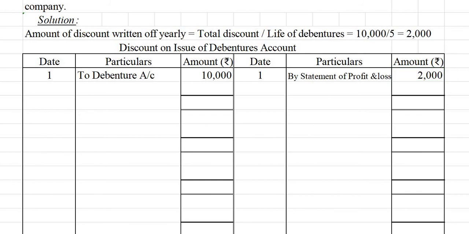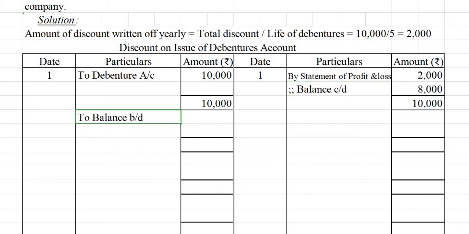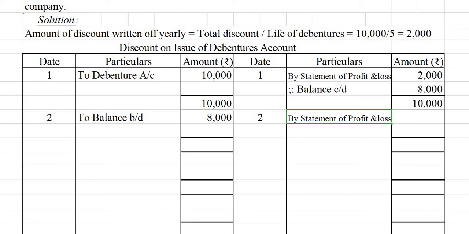Then what is the balance? We can just close that. 10,000 is taken to the credit side and the balance with us is 8,000. What can be written here? It is balance carried down, and it is brought down to the second year, so to the second year, balance brought down, 8,000 rupees. Again in the second year we have to write off the same amount, because of equal installments. The same amount we have to write off from profit and loss. So by statement of profit and loss, 2,000 rupees.